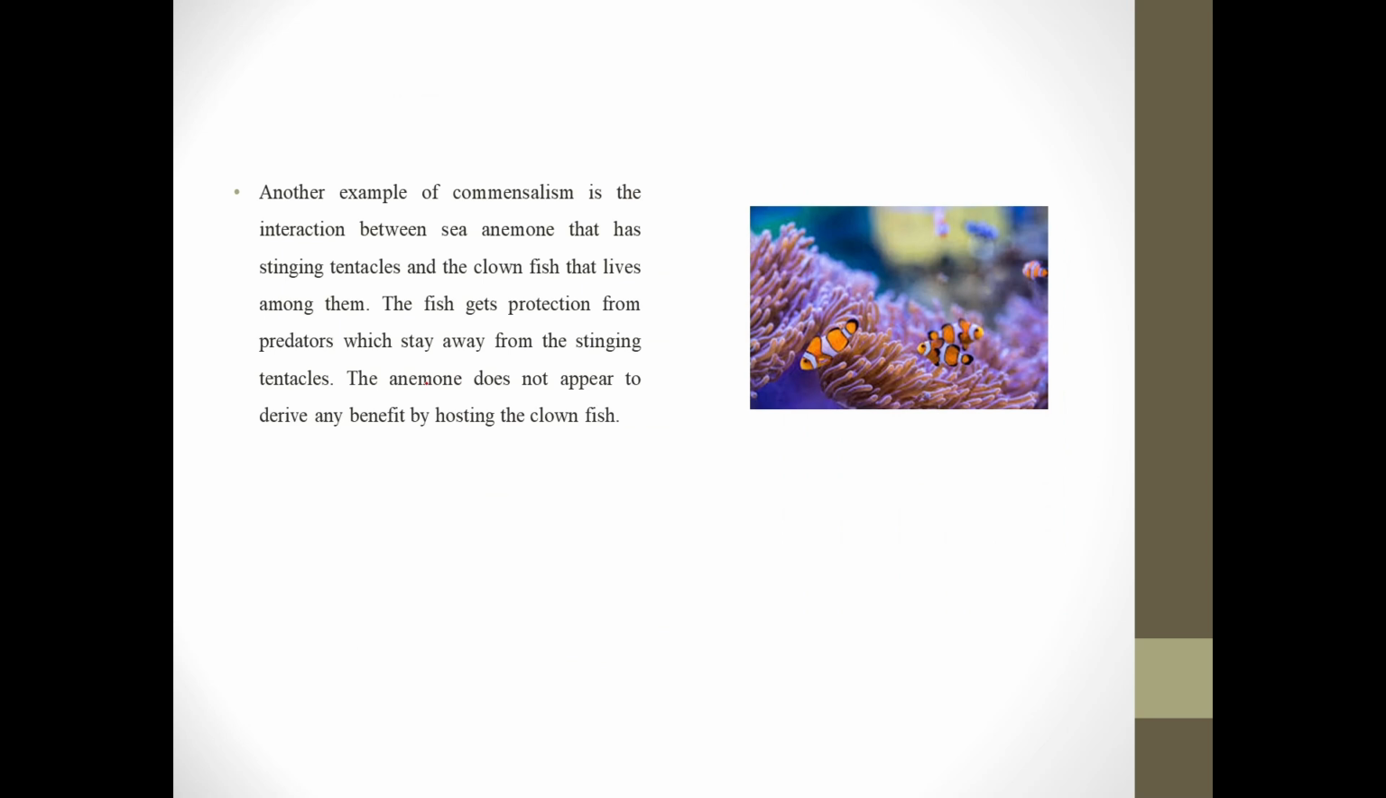Now, another example of commensalism is the interaction of sea anemone and the clownfish. In this, the fish gets protection from predators because of the stinging tentacles of the sea anemone, whereas the sea anemone does not appear to have any benefit from hosting the clownfish.